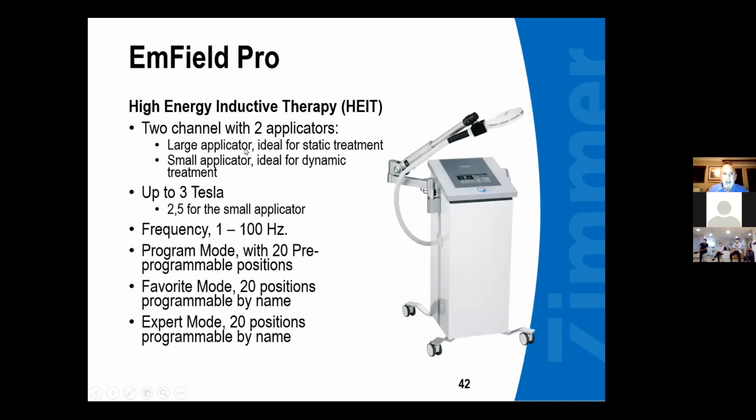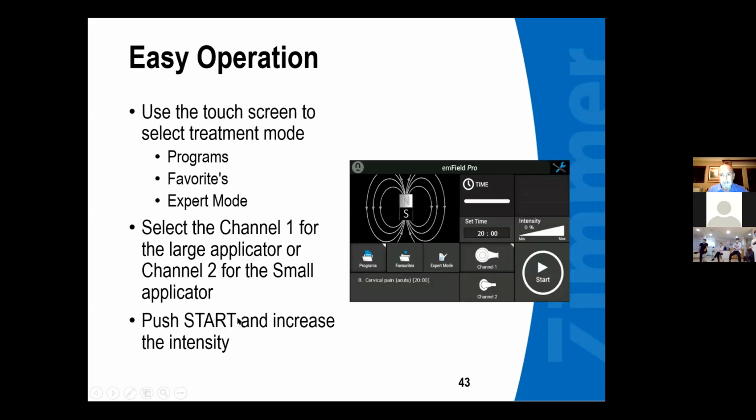Looking at the device, it has 2 channels and 2 applicators. The large is ideal for static, unattended work, obviously supplying more energy. And the smaller one is ideal for those dynamic treatments going hand in hand with mobilization. Again, we can go up to 2.5, up to 3 with the big and 2.5 with the small. Our frequency levels, again, are between 1 to 100 hertz. And we have 3 different modes I'm going to go over with you. There's pre-programmable, favorites, and expert.